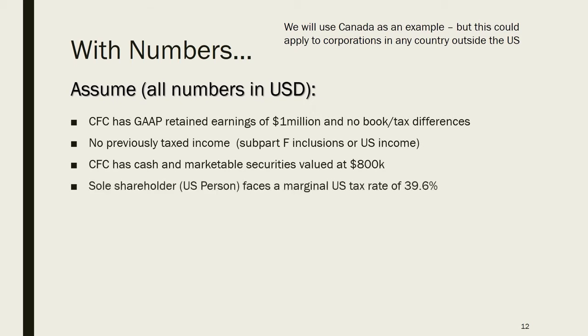We're going to also assume that we've got one shareholder, they're a U.S. person, and when we add all of this to their income, they're going to be paying tax at a rate of 39.6%. And we're also going to assume there's no relevant foreign tax credit carryover.